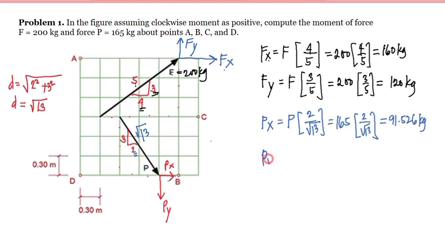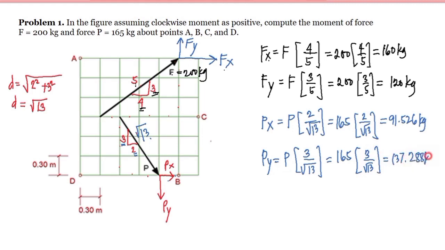Now for the Py, we have here the force P multiplied by the vertical component, so that's 3 over the diagonal square root of 13. This is equal to 165 times 3 over square root of 13. And this is equal to 137.288 kilogram.